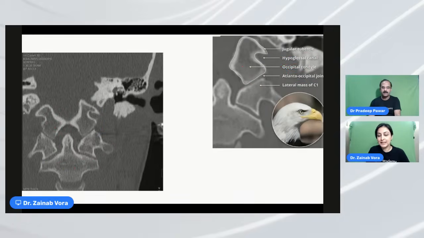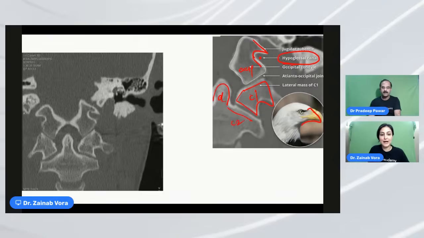So inferiorly, first locate the dens. Just beside the dens with the C2, we have the C1 vertebra, the atlas vertebra. Superiorly, we have the occiput forming the occipito-atlantal joint, and here when you have this tubercle, just below the tubercle, this is the hypoglossal canal which forms this beak-like projection. All right, is this clear to everybody? So this is the hypoglossal canal.